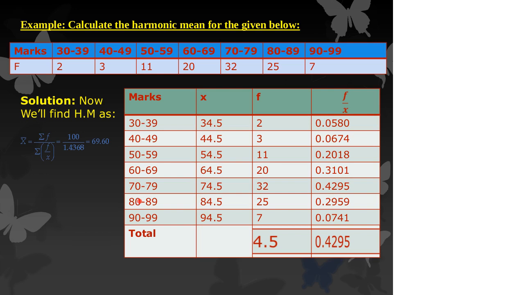So for this case, we have 30 as the lower limit, 40 as the lower limit, 39 as the upper limit, 49 as the upper limit. So from the lower limit, you subtract 0.5. Those are points to note. From the lower limit, let me make it clearer.